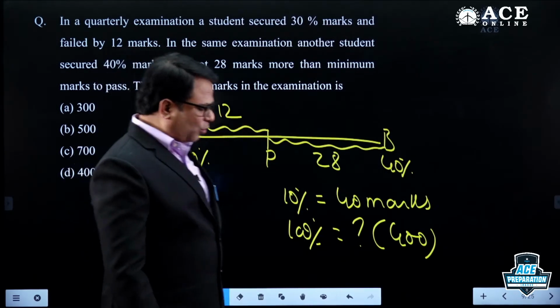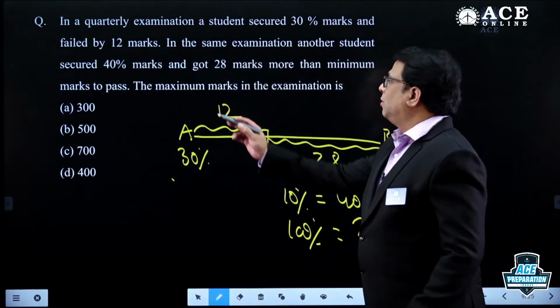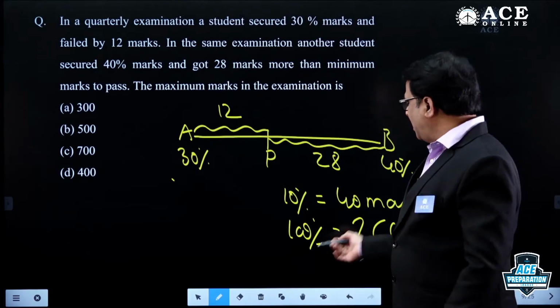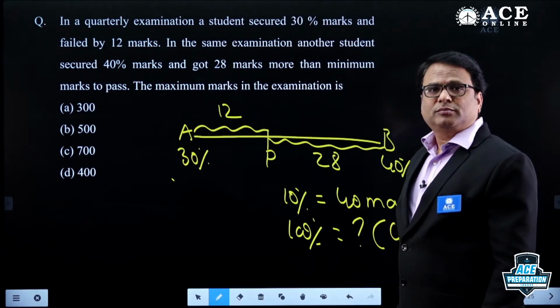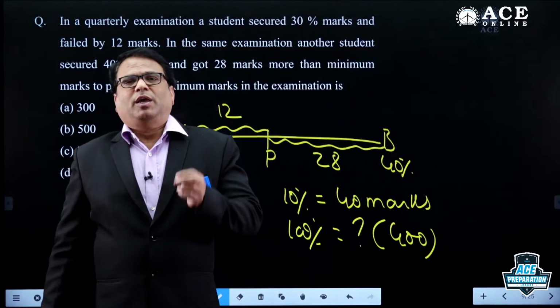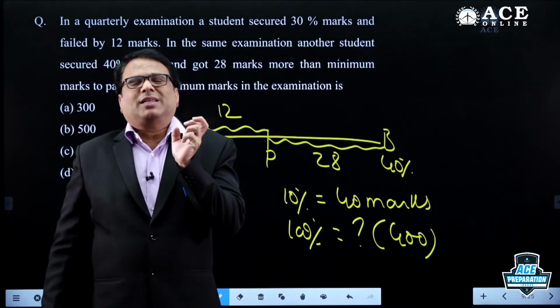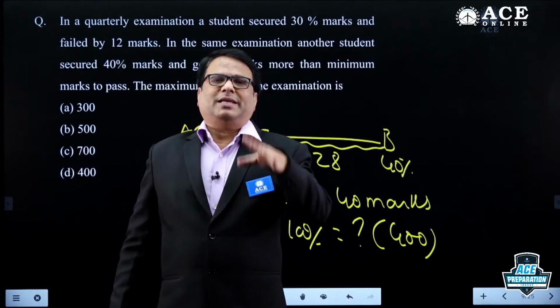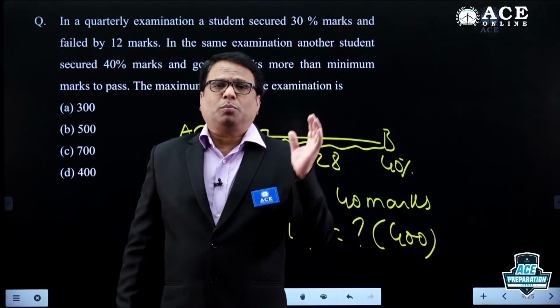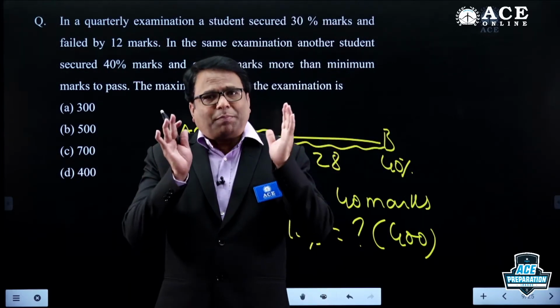So that is the question. We are only asked to find the maximum marks in the exam. So maximum marks in the exam is 400. Now suppose in this question, instead of maximum marks, if you are asked to find what are the minimum marks required to pass the exam, that means what are the pass marks?